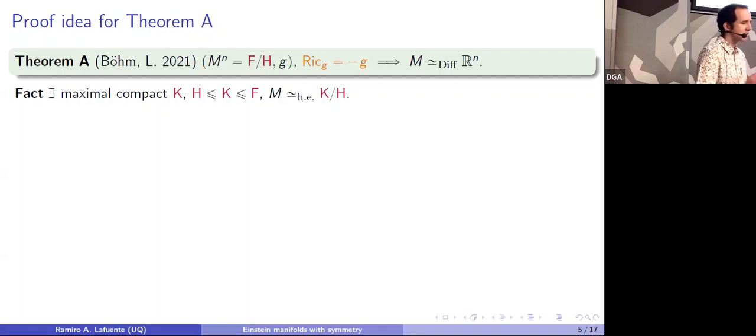So what does this mean in terms of Lie theory? Well, there is always a maximal compact subgroup containing any given compact subgroup H. We call it K. And then it can be seen that M is homotopy equivalent to K mod H. So the topology of a homogeneous Riemannian manifold, up to homotopy equivalence, is that of a compact homogeneous space. To prove this, it doesn't immediately follow, but you have to prove that the maximal compact subgroup is the isotropy.